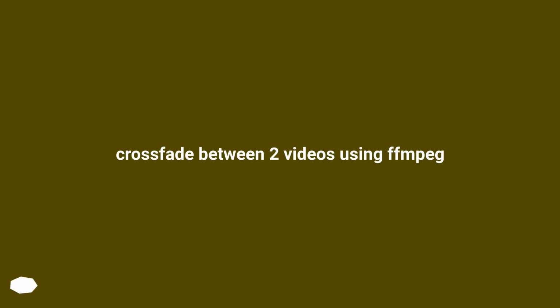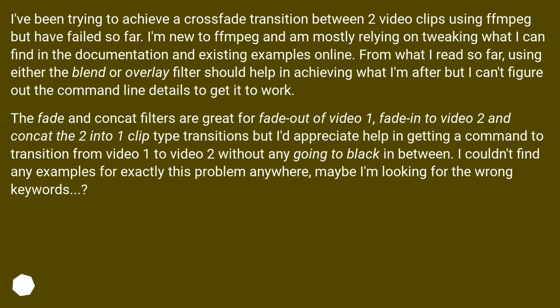Crossfade between two videos using ffmpeg. I've been trying to achieve a crossfade transition between two video clips using ffmpeg, but have failed so far. I'm new to ffmpeg and am mostly relying on tweaking what I can find in the documentation and existing examples online. From what I read so far, using either the blend or overlay filter should help in achieving what I'm after, but I can't figure out the command line details to get it to work.